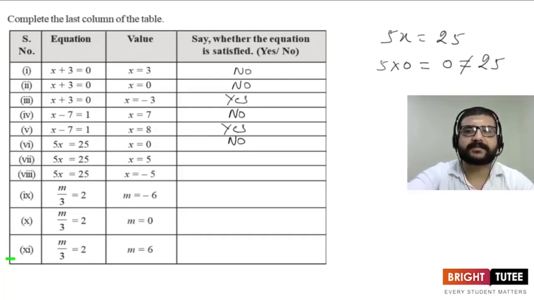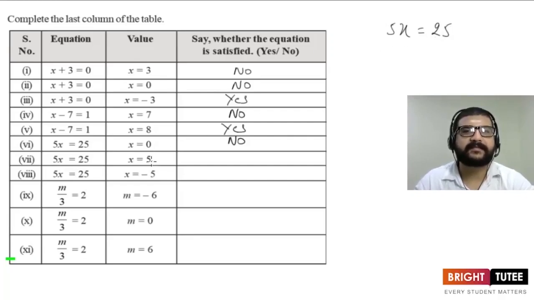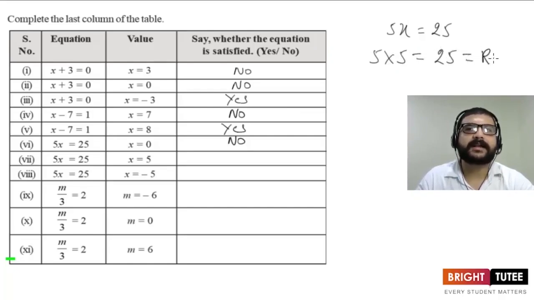Now let's see the next question. The equation is again 5x is equal to 25 and the value of x this time is 5. So what we will get? 5 into 5. Now we know 5 into 5 is 25. So let's write it here. Now 25 is equal to the right hand side of the equation. Therefore this time the equation is satisfied. So we will write yes here.